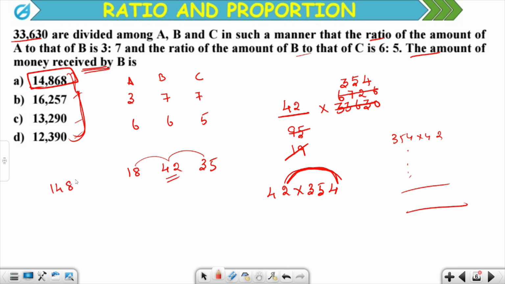Okay, the answer will be 14,868. That's it. So the answer will be 14,868. Okay, next.